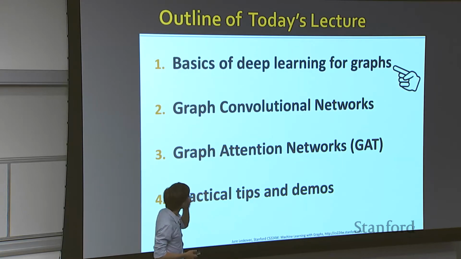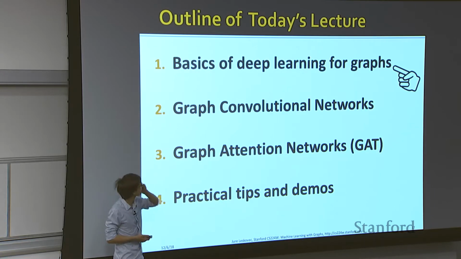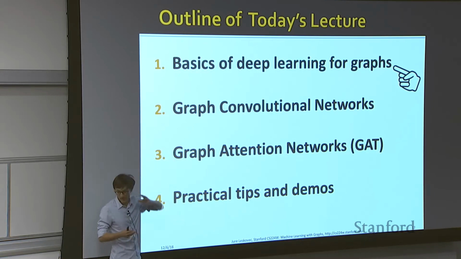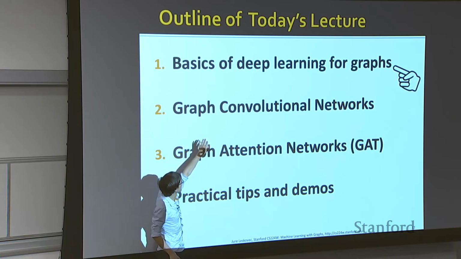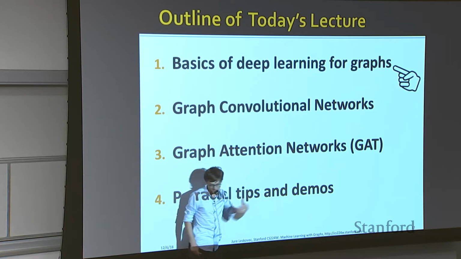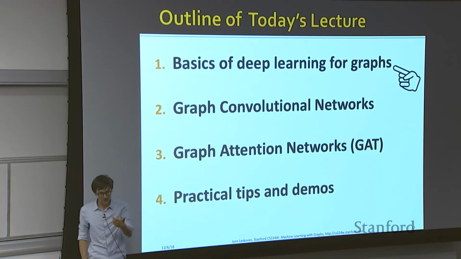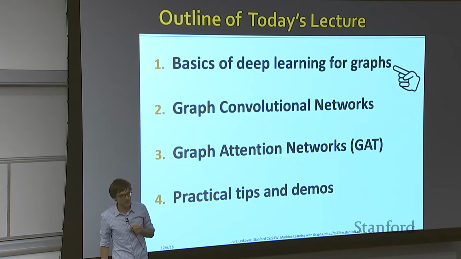So let me tell you what you want to do. This is what I want to talk to you about. I want to talk about core deep learning for graphs today. I want to talk about graph convolutional neural networks. I want to talk about how to add attention, so graph attention networks, and I'll define what I mean by this, and then give you some ideas and demos and things like that.